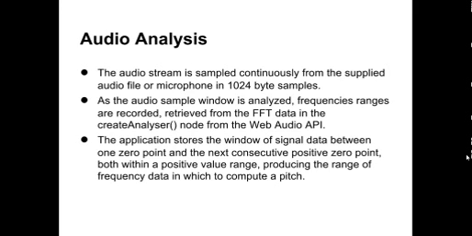As the audio sample window is analyzed, frequency ranges are recorded, retrieved from the fast Fourier transform data in a method called createAnalyzer within the Web Audio API. The application stores the window of signal data between one 0 point and the next consecutive positive 0 point, just focusing on that positive value range. And we use the frequency data within that range to compute the pitch.